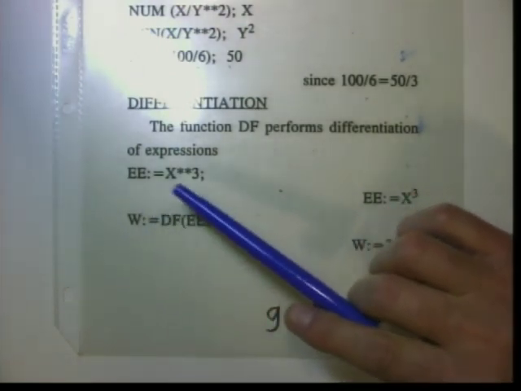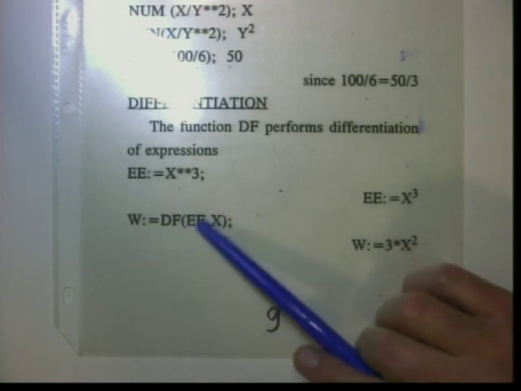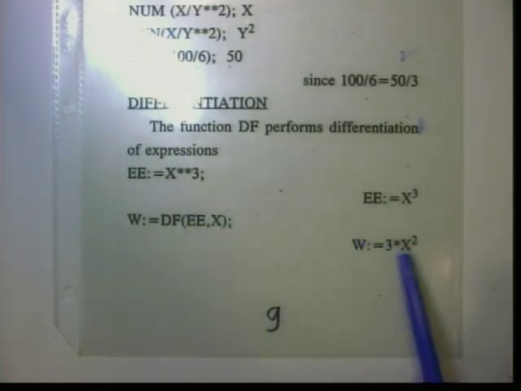So if you write e equals x cubed, then if you write df e with respect to x, we will get 3x squared.